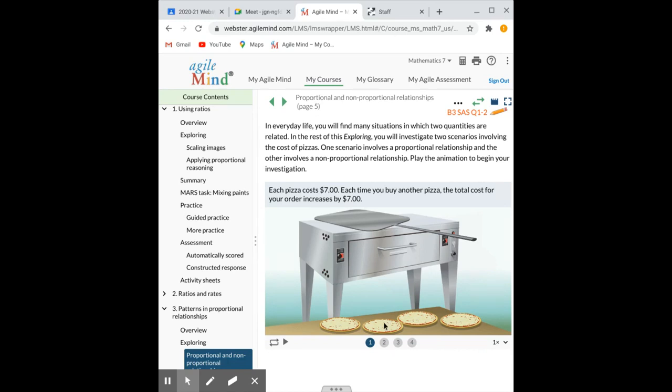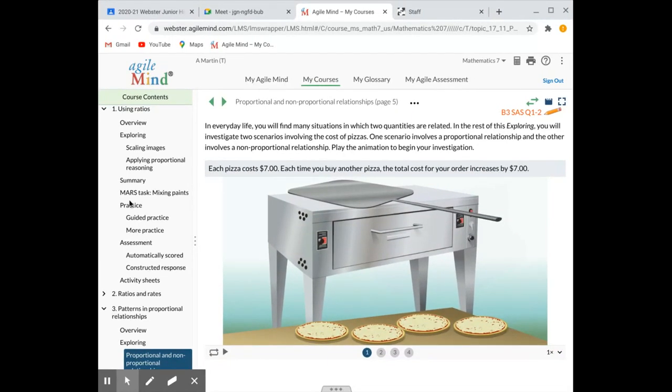All right, I want Miss Sarah to read this first page for us, please. In everyday life, you will find many situations in which two quantities are related. In the rest of this exploring, you will investigate two scenarios involving the cost of pizzas. One scenario involves a proportional relationship, and the other involves a non-proportional relationship. Play the animation to begin your investigation.